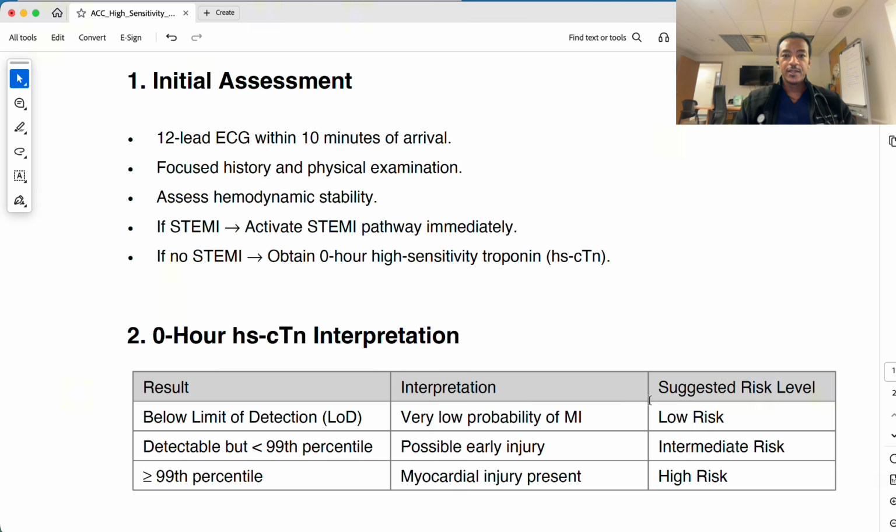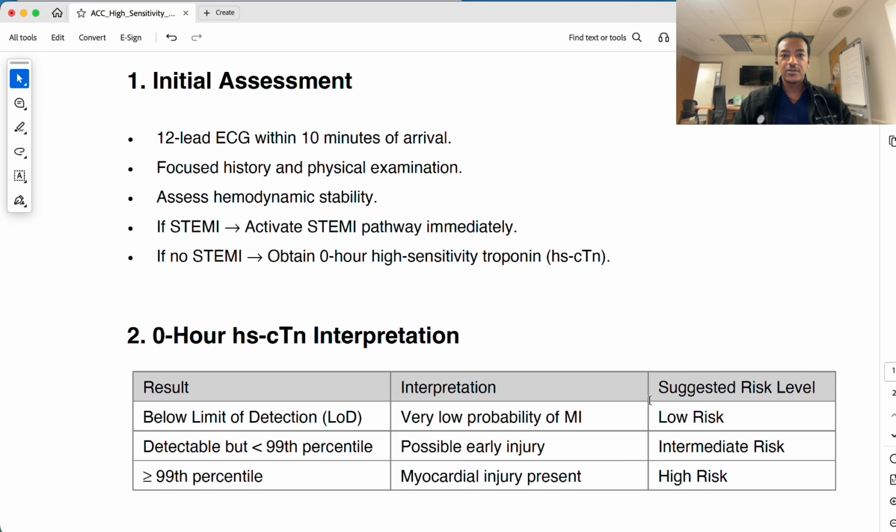All right. And then in your approach, the first thing that you need to do is a 12-lead EKG, especially within the first 10 minutes of arrival. This is because you don't want to miss ST elevation myocardial infarction, because it's very time sensitive.